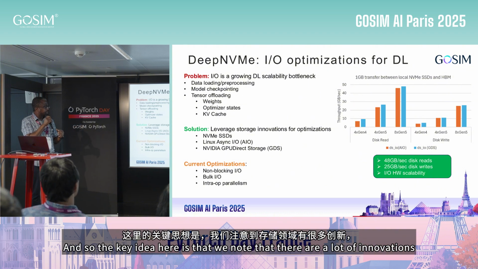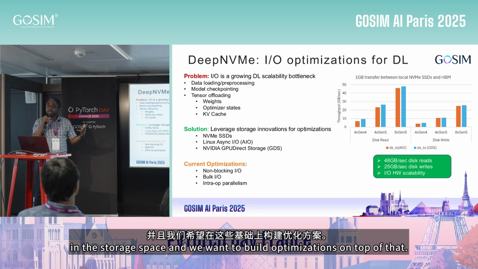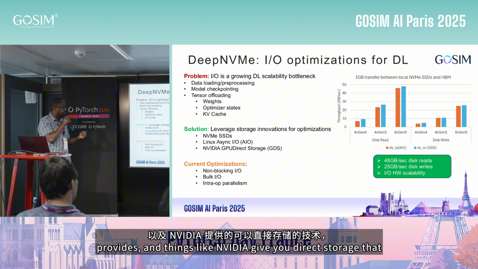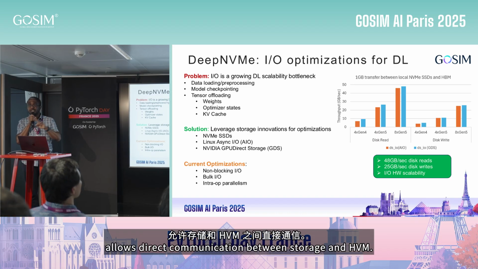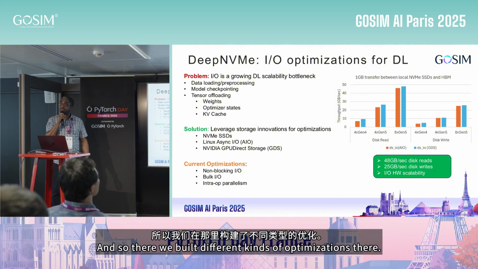And so the key idea here is that we note that there are a lot of innovations in the storage space, and we want to build optimizations on top of that. So things like local NVMe SSDs, the asynchronous I/O stack that Linux now provides, and things like NVIDIA GPUDirect Storage that allows direct communication between storage and HBM. And so there we built different kinds of optimizations.